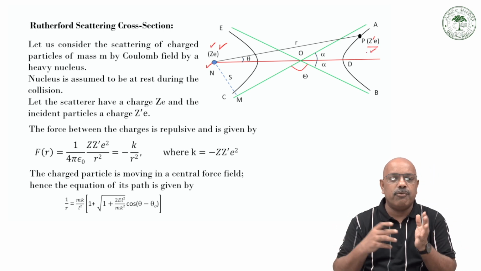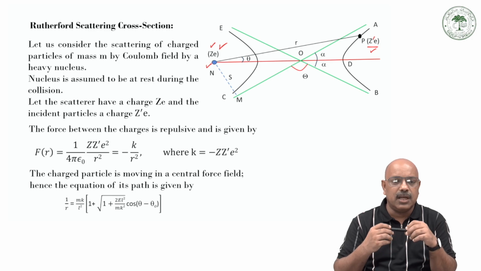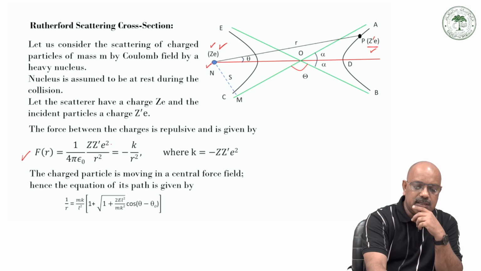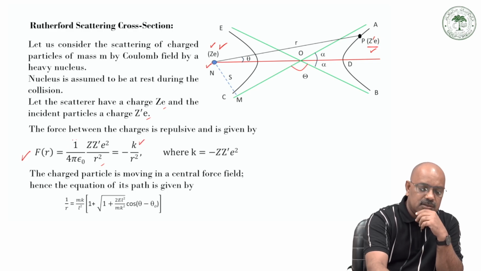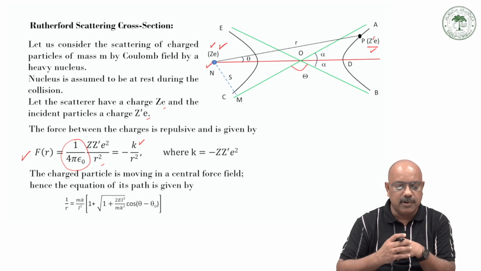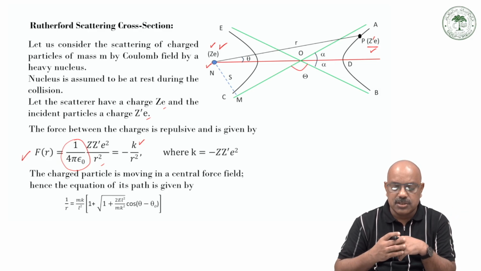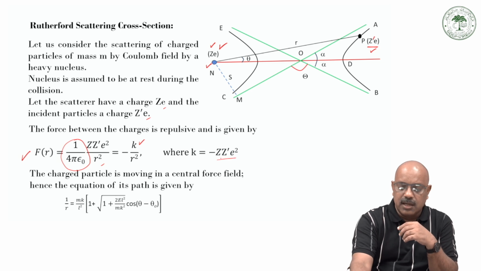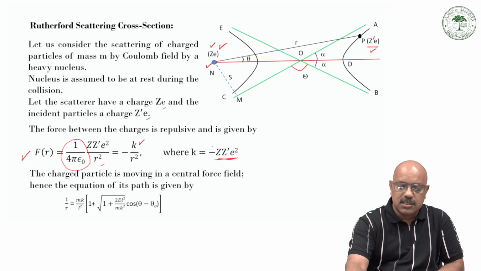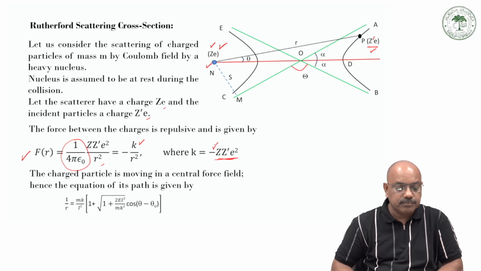So we can write the force acting between them, which is the Coulomb force: 1 upon 4 pi epsilon naught, Z prime e square, and then r square. Say this is k. For the calculation, because this is a constant, I am not going to consider it any further in the expression. So my k is simply minus Z prime e square, because the force is attractive, a Coulomb force and a central force.